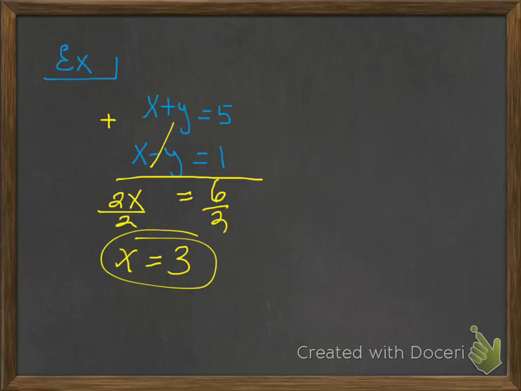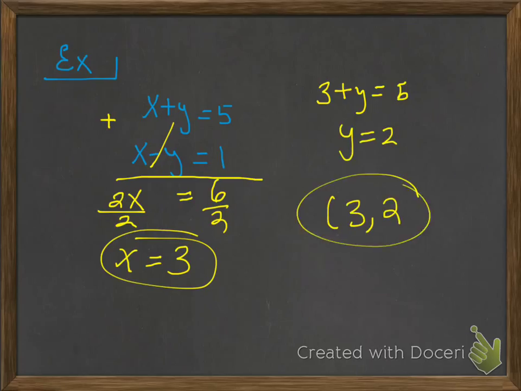But I'm not done yet because I need to solve for my y. So x plus y is 5, so 3 plus y is equal to 5. So y must equal 2. So my final answer is 3, 2.